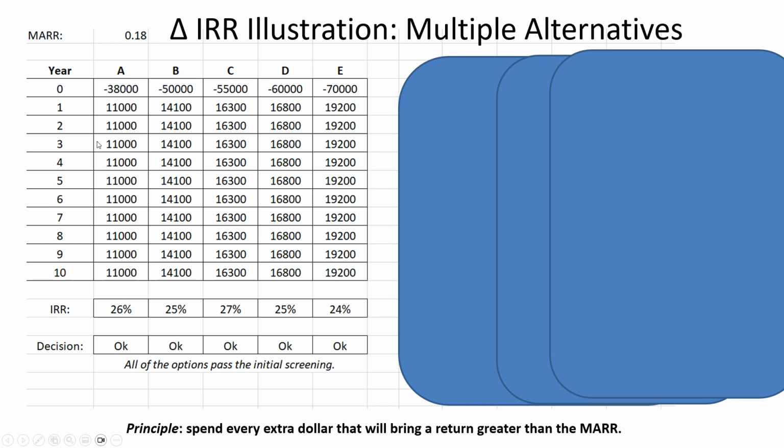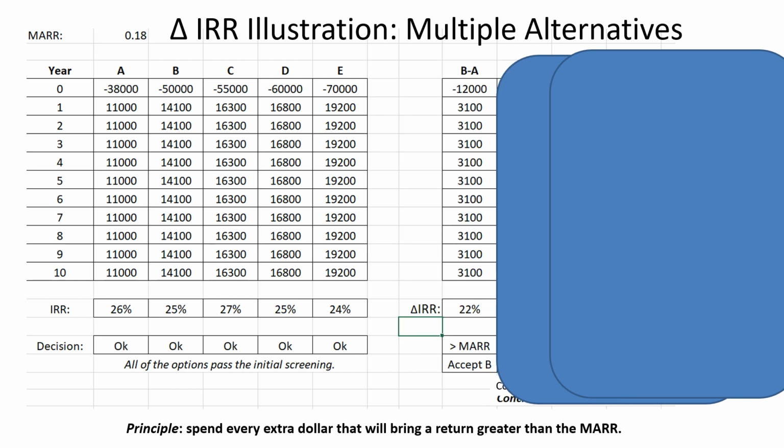Because if option A is acceptable, and it is, and it's the cheapest, it is kind of like our default champion at this point. Without any other comparisons, option A is my go-to alternative before we begin the incremental analysis, because it's cheapest. So the first matchup is B versus A. So I make a column of B versus A.